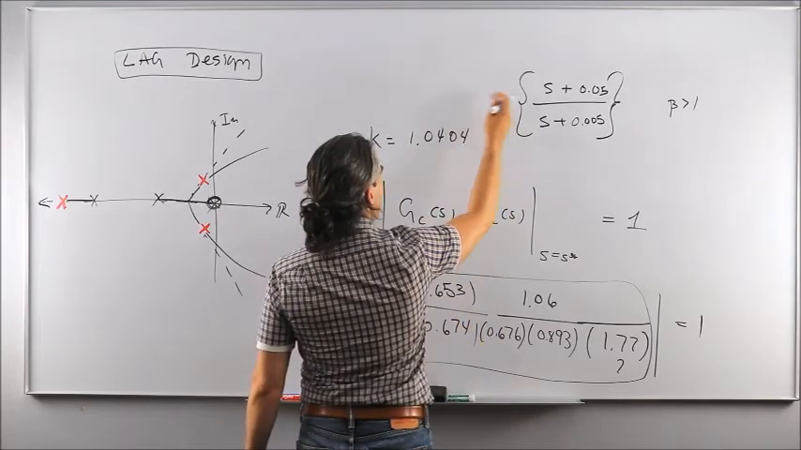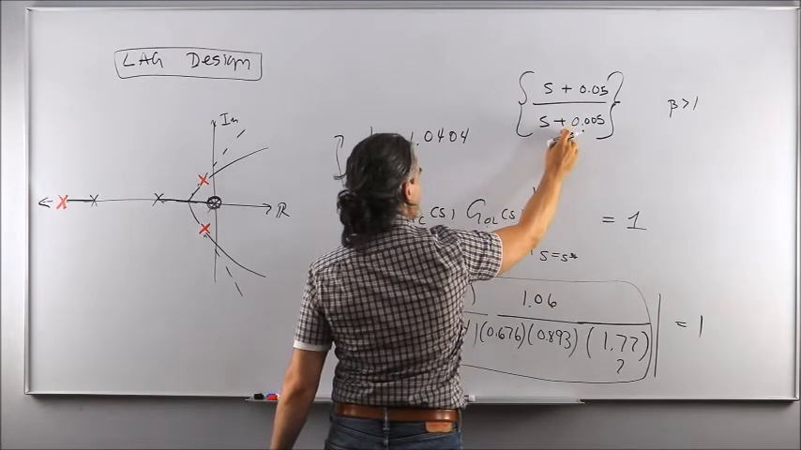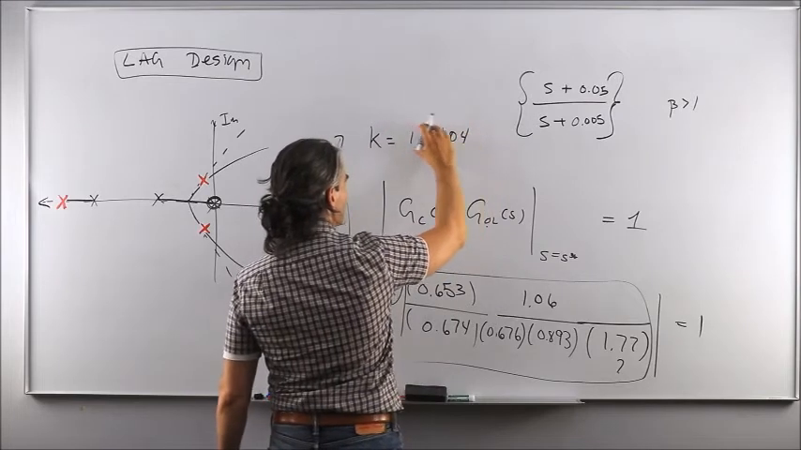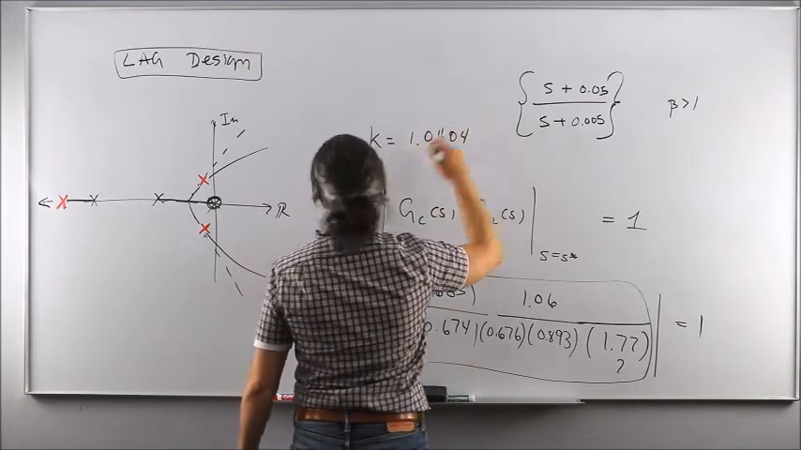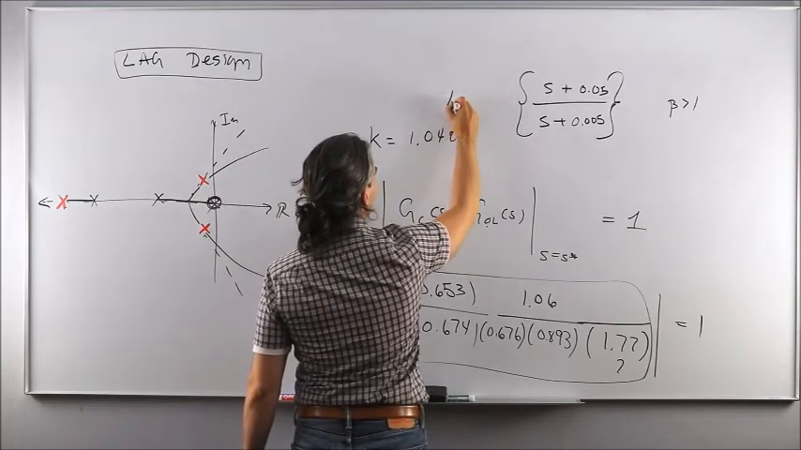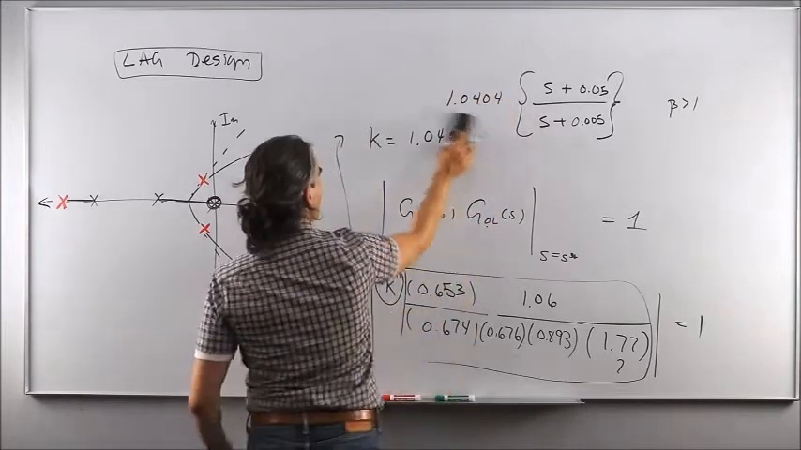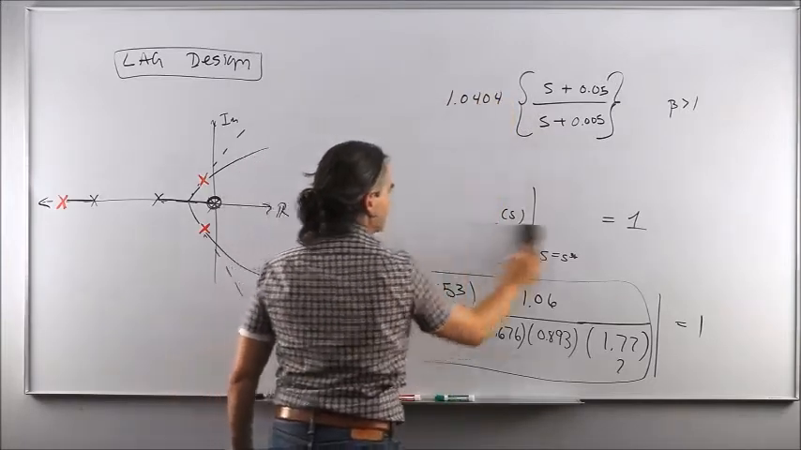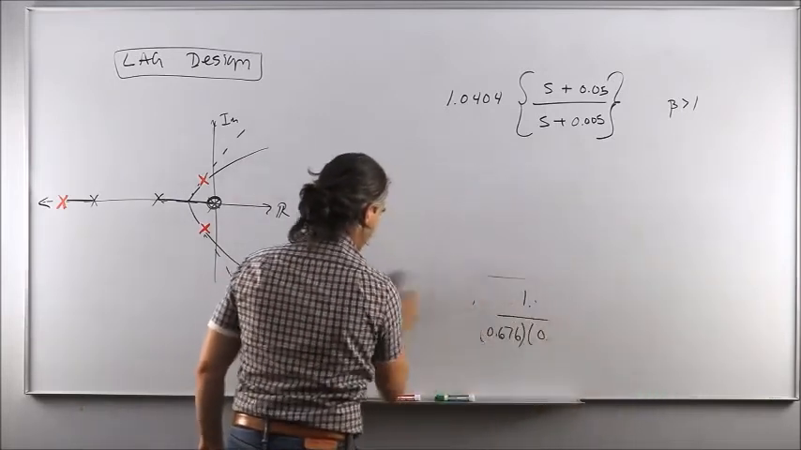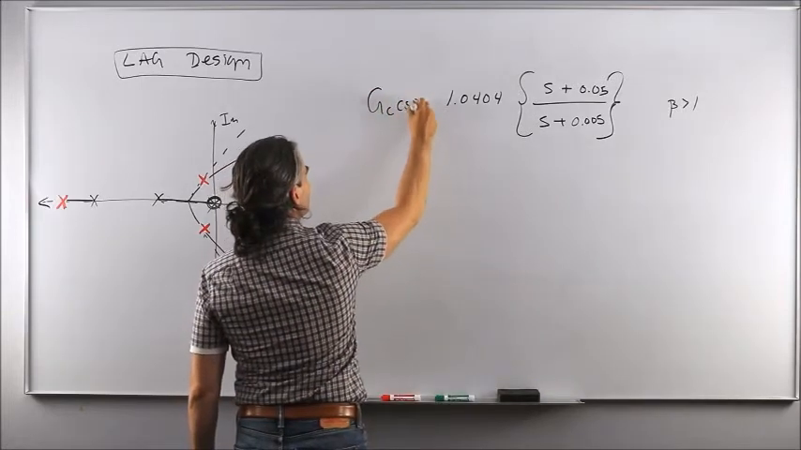That means that by adding this zero and this pole to the complex plane, you pretty much didn't disturb the original root locus, because you only need to shift the closed-loop pole location by a tiny bit to ensure that they end up where they were before. Okay, that would be 1.0404, and that will be your compensator transfer function, Gc(s).